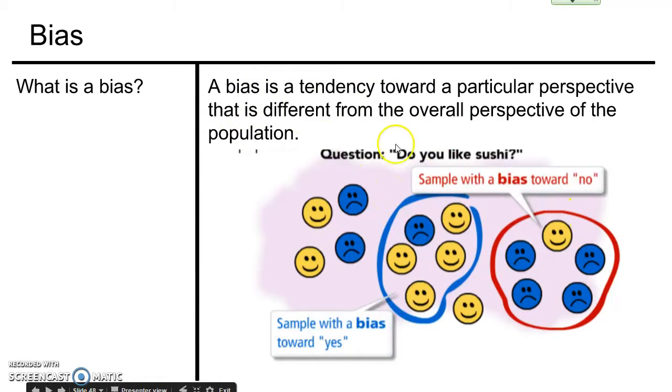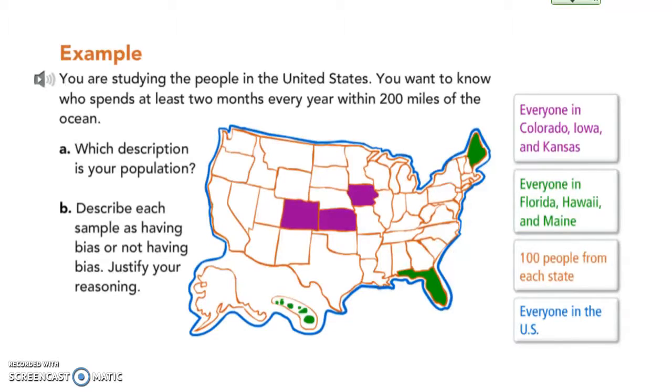So like here you see the population. Do you like sushi? We see it's about half and half, but then if we took just this group of 5 as our sample, that doesn't represent the population. If we took this group as our sample, that doesn't represent the population. You would want to pick a more random sample that would represent the population better. Okay, so a biased sample is not representative of the population. We can't use that to make predictions.